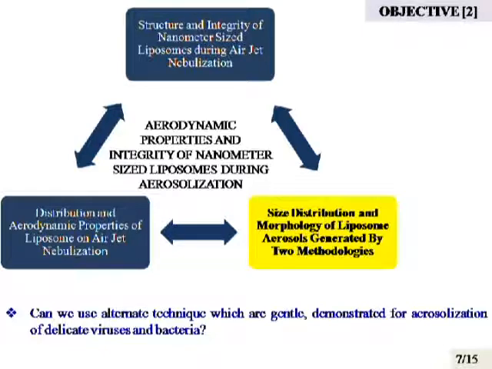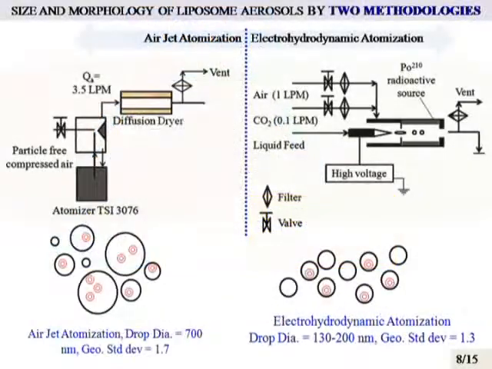So coming to the second point, which is the size distribution and morphology of the liposome generated by 2 different methodologies. So we know that up to now air jet nebulization has shear effect. So can we employ some other novel generation technology which is known for aerosolizing bacteria with low shear? So here comes electrohydrodynamic atomization, another aerosol generation system which is not known for liposome up to now.